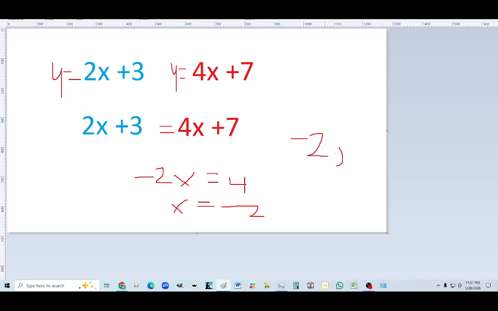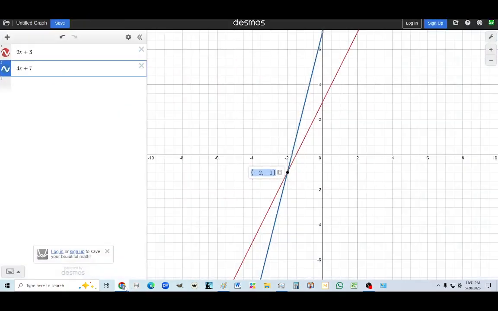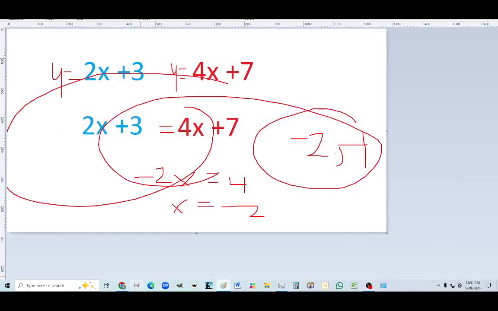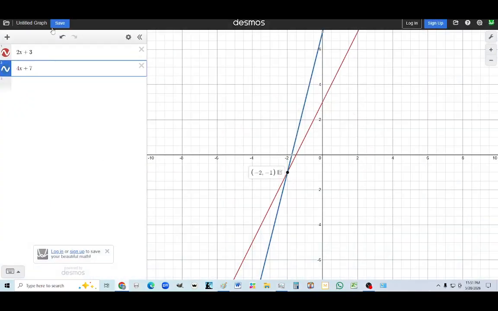Let's see if that works. Yeah, minus or plus 1. Was that correct? Minus 1. Yeah, minus 1. So it tells me that these lines meet at minus 2, minus 1. And sure enough, when you look at the graph, they do indeed meet there. This is true for parabolas too. You do the same methodology for parabolas.